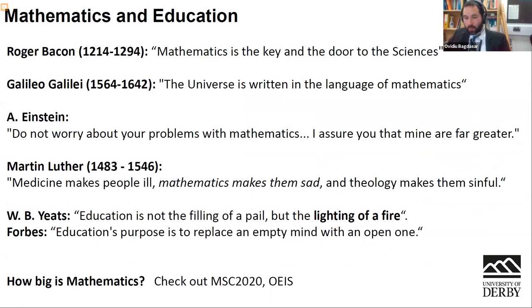We discussed already what mathematics is, but now let's see what various experts say. Roger Bacon said that mathematics is the key and the door to the sciences. Galileo Galilei said that the universe is written in the language of mathematics. But mathematics also has its own difficulties and often frustrates those who try to use it, understand it, or develop it. Einstein said, do not worry about your problems with mathematics. I assure you that mine are far greater.